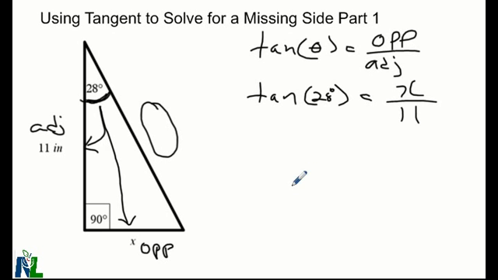Now, our next step is to determine a decimal approximation for tan of 28 degrees. We'll look at a decimal approximation that has 4 places after the decimal. If we use our calculator to determine that value, we're going to find that it equals 0.5317. And that will be equal to x over 11.